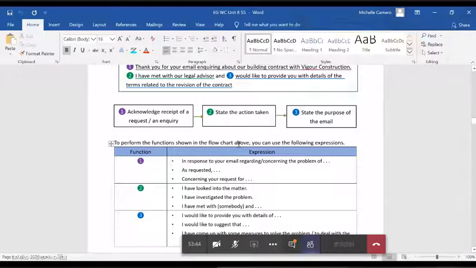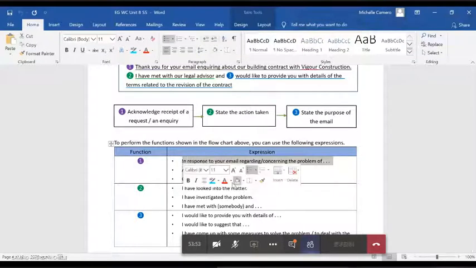And then for this box here, acknowledging the receipt, they said that you can write in response to your email, regarding, as requested, concerning your request. No, none of these. You would not use any of these in the assessment. You would not use these, so don't.